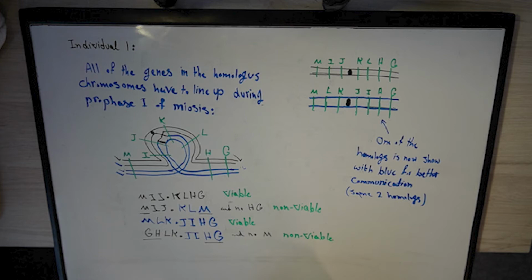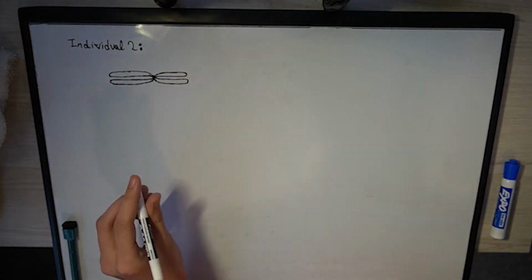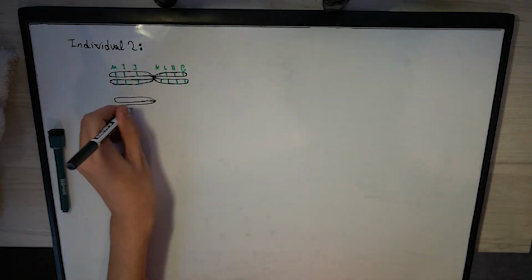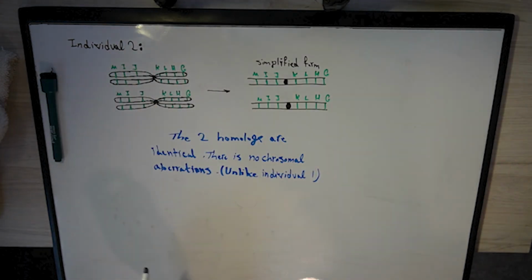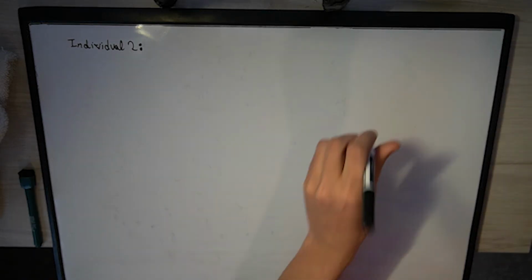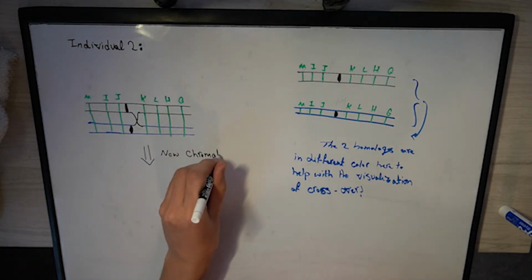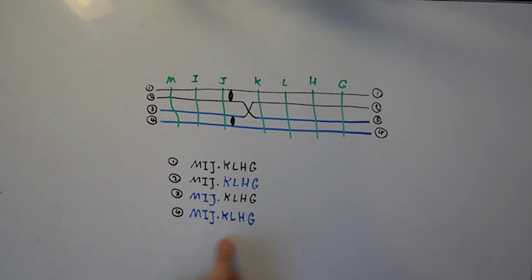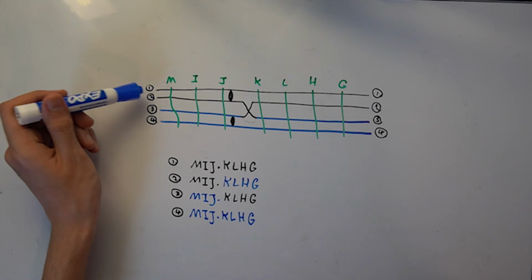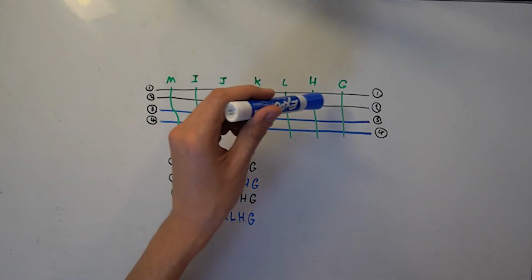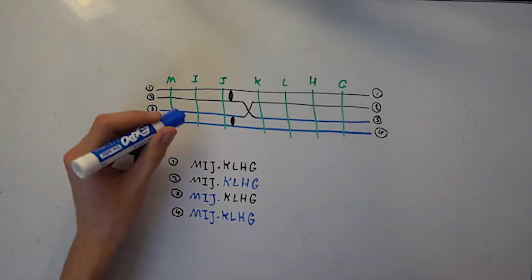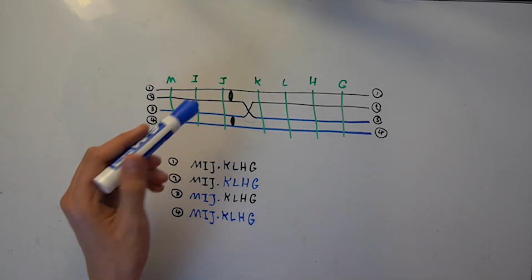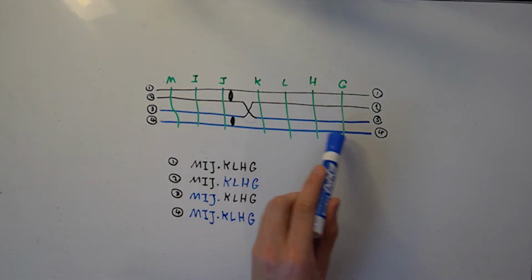In individual 2's chromosomes shown here, both of the original chromosomes are identical, and therefore when the chromatids are formed, whether they cross over or not, all of the chromatids are identical, all of which are viable. We have four sister chromatids that are made as well, but all of them are the same. The first one comes from the first strand here, MIJ centromere KLHG. The second one comes from the crossover, so it's MIJ centromere crossover KLHG.